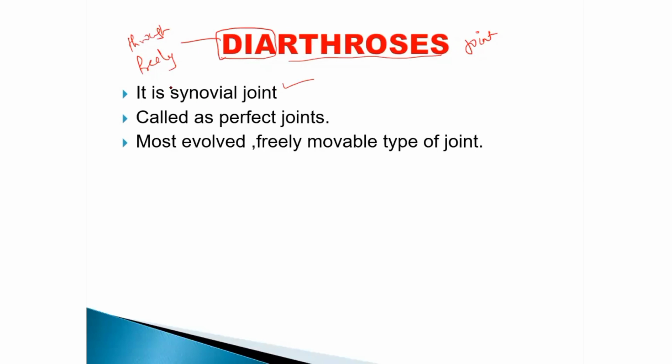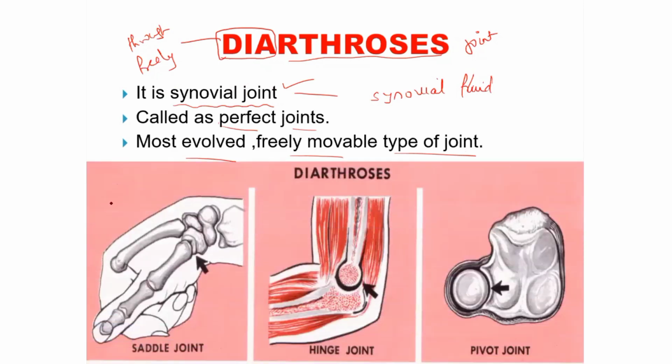It is a synovial joint. Why synovial joint? Because it is filled up by a fluid that is called synovial fluid. It is even called the perfect joint. It is the most evolved, freely movable type of joint. Just remember this, most evolved and freely movable type of joint.